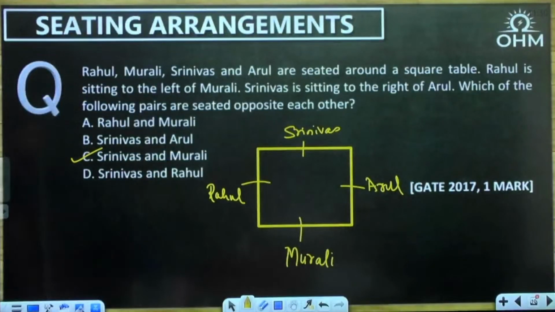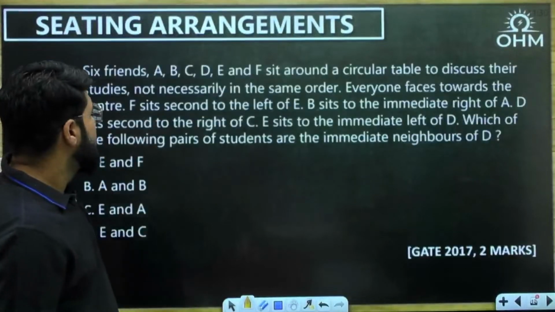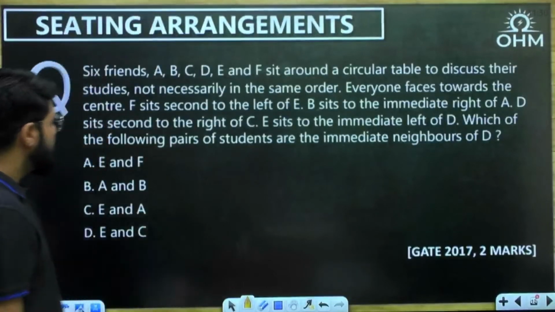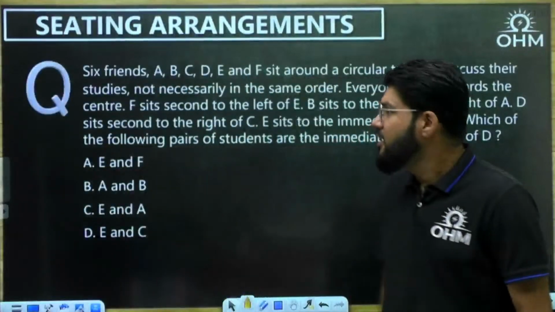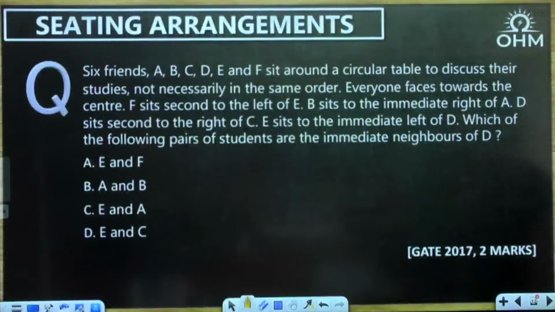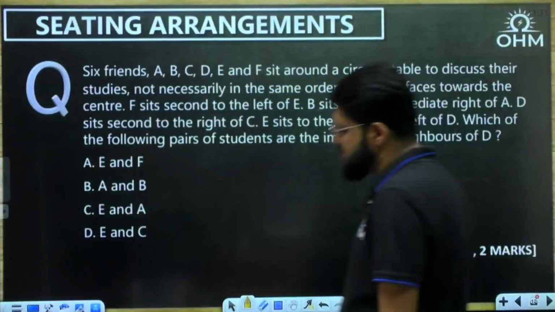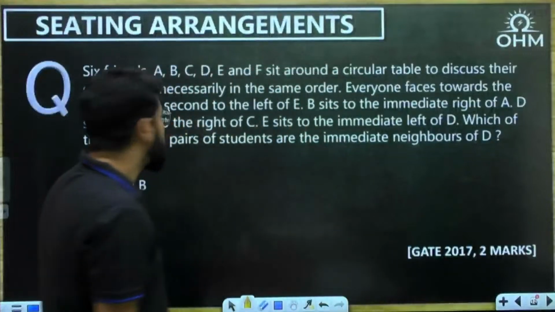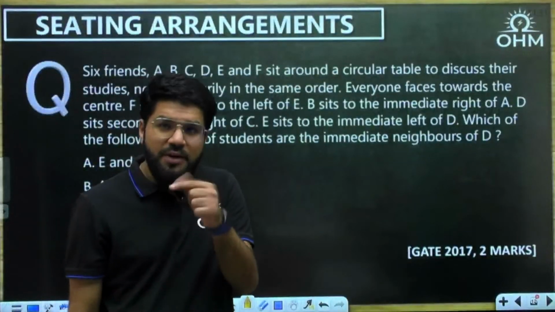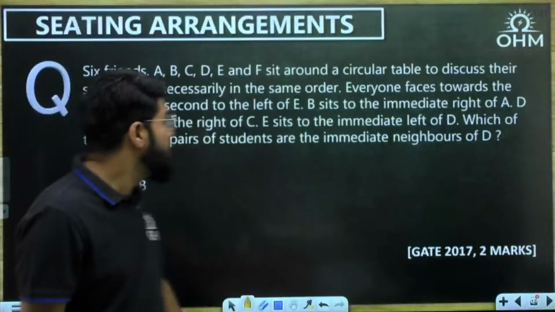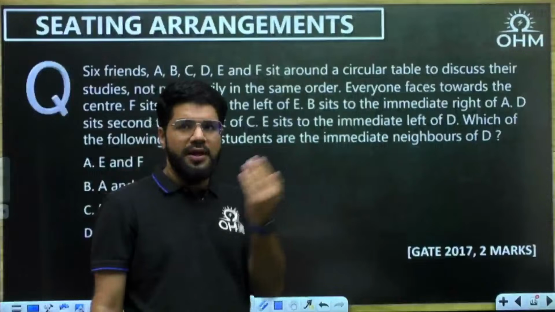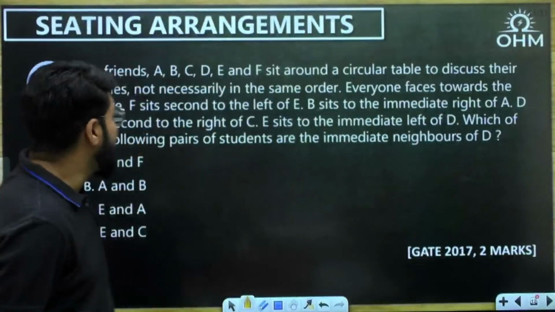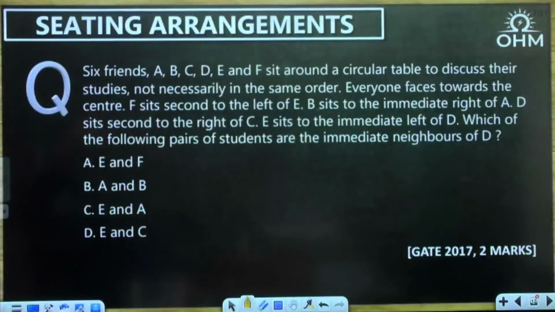Okay, done. Next question. 6 friends, a GATE 2 mark question, circular arrangement. There are 6 friends A, B, C, D, E, F. They sit around a circular table to discuss their studies, not necessarily in the same order. Everyone faces towards the center. Here it is mentioned, but I told you if not mentioned, by default they face the center. They are there to discuss the study, so they can only discuss when they are looking towards each other, that is towards the center basically.